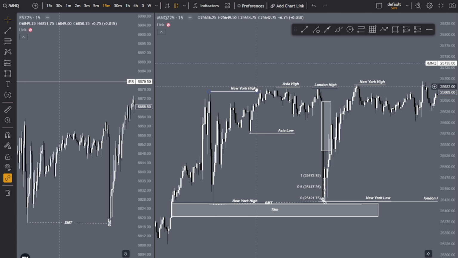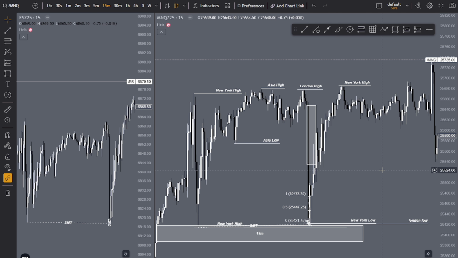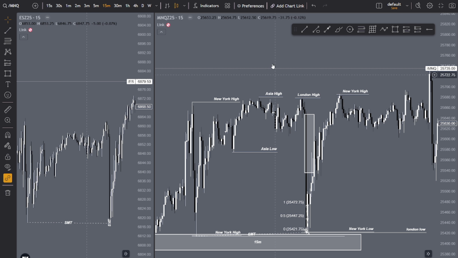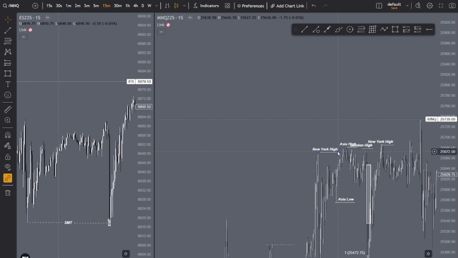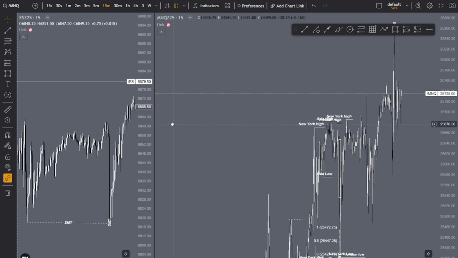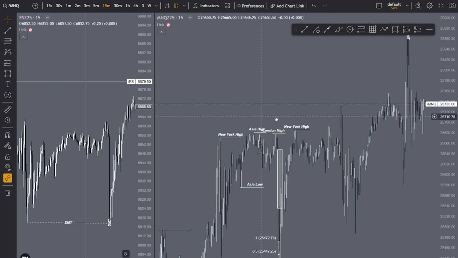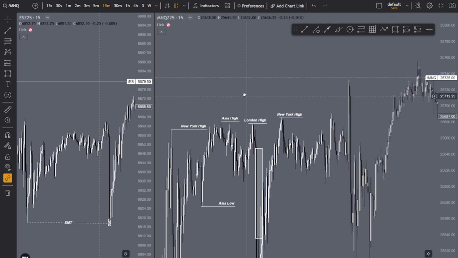Here, my overall bias for New York Open was down to sweep the low because Asia swept the New York high, and London swept Asia high. There could be a possibility that we could go higher. Therefore, you always want to make sure you have any resting liquidity above marked out in case, because those would be your area of interest for a reversal. So I would have had that marked out.